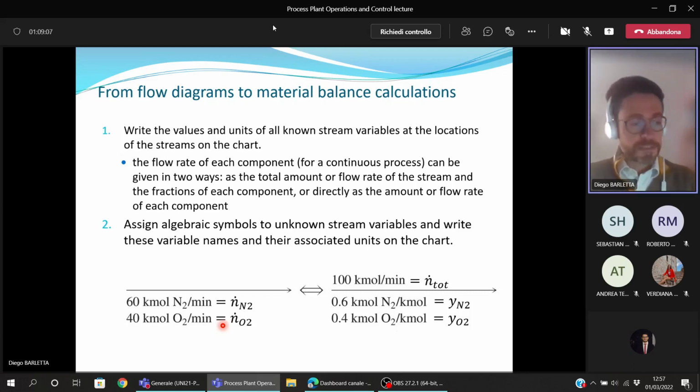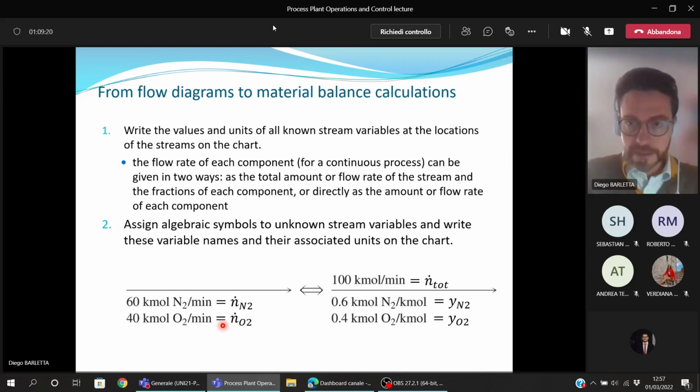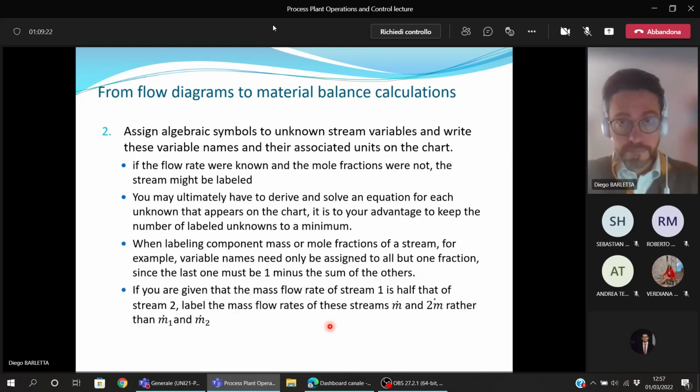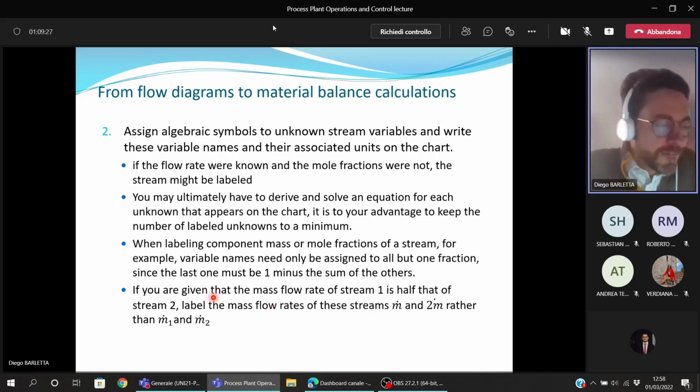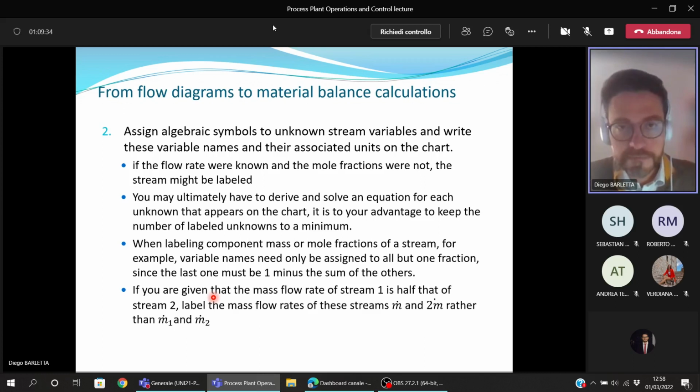Then the second step is to assign an algebraic symbol to unknown stream variables and write these variable names and their associated units on the chart. Now, in doing this, we can follow some tips, some, let's say, good practices. Of course, it's not mandatory to do this, but it could be useful.